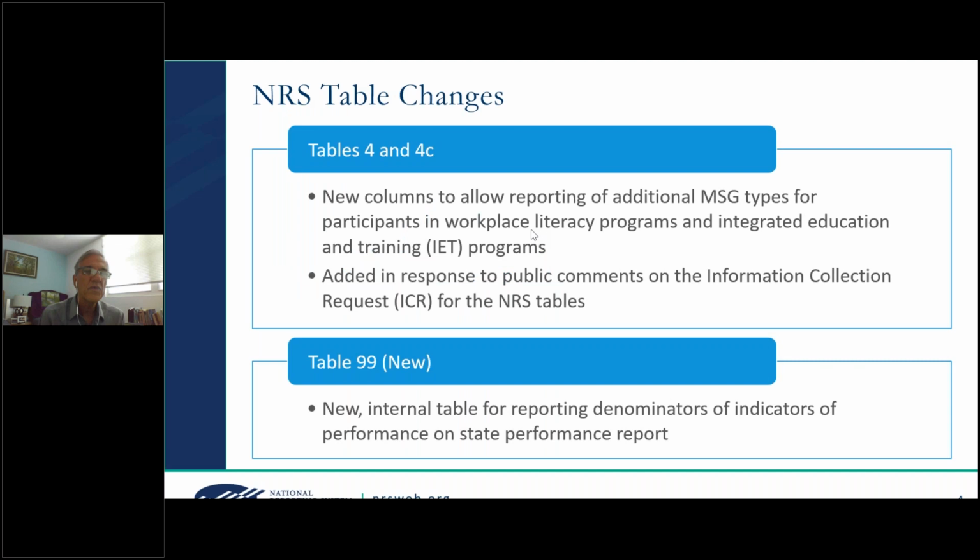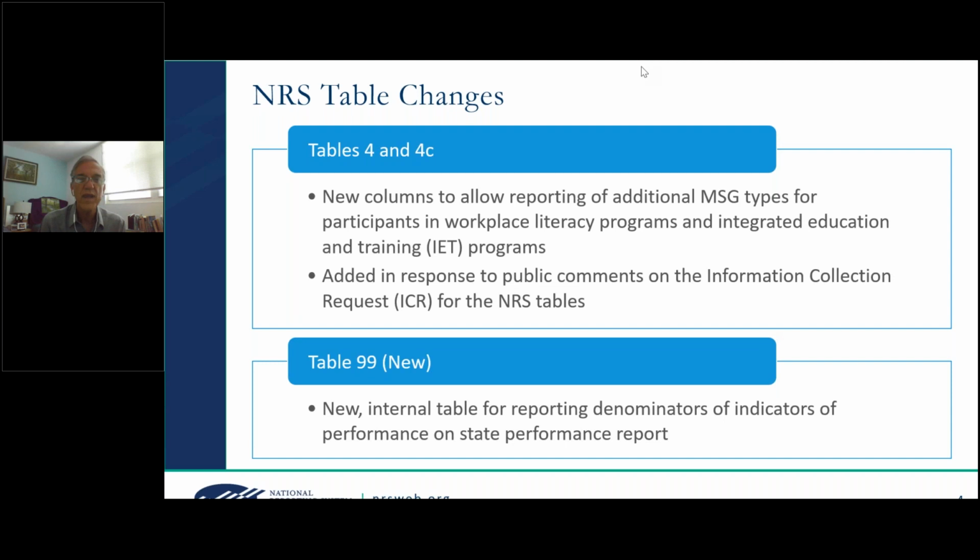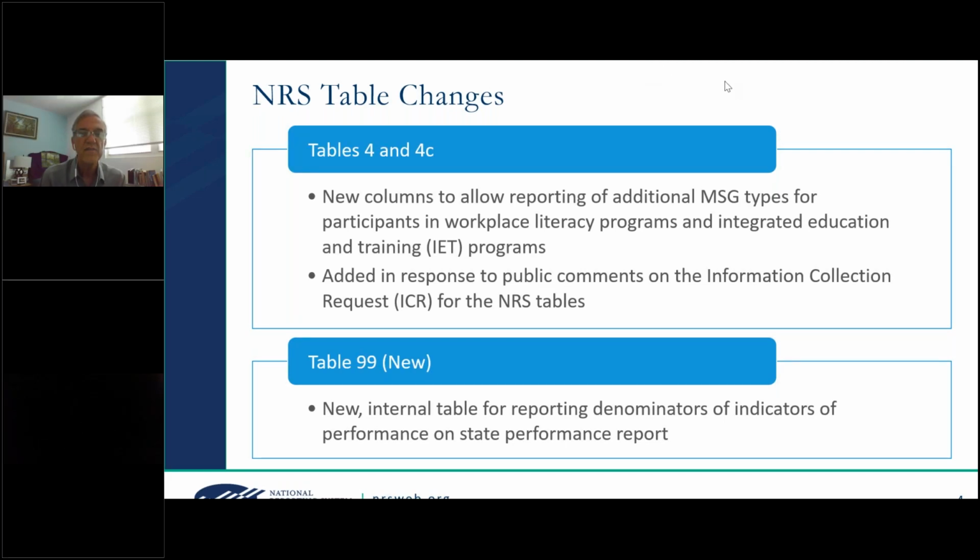Okay, so there are two specific changes that have been made to the tables. The most significant one is table 4 and, relatedly, table 4C, which is for the distance learners. What was added there were new columns allowed for reporting of additional MSG types for workplace literacy and participants in IET programs. So these two new columns are specifically and only for those types of learners.